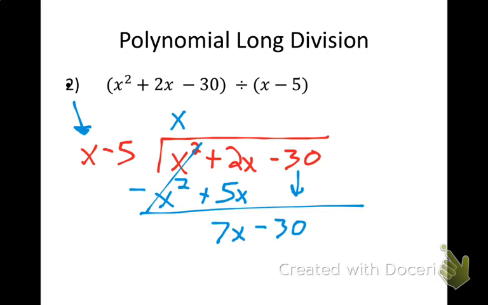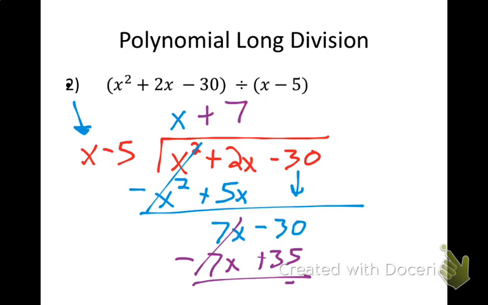Then I do the next part. X goes into 7x 7 times. And I? Oops. So I get 7x minus 35. And then I? Negative 30 and 35 gets me? 5. That is now my? So x plus 7 plus 5 over x minus 5.